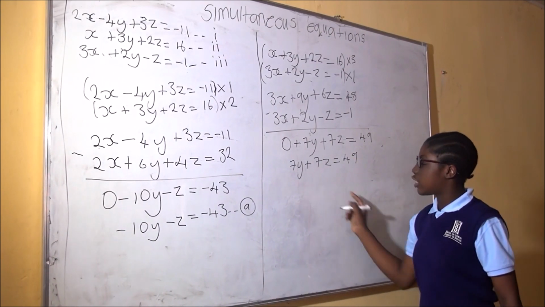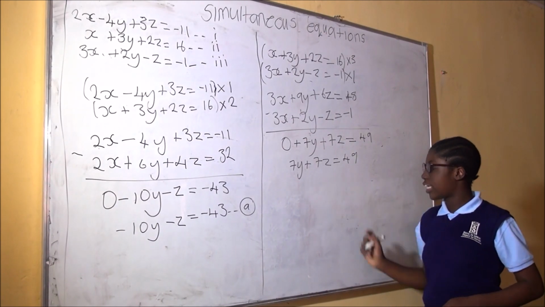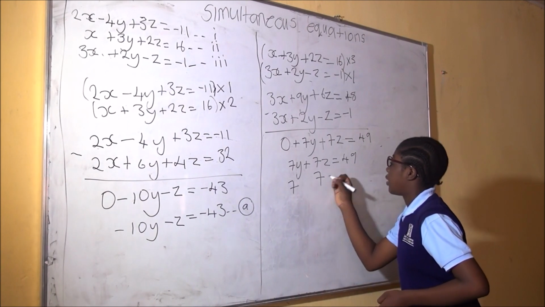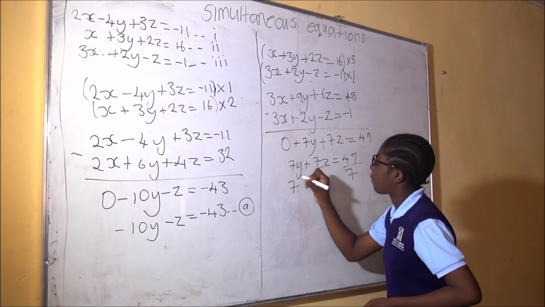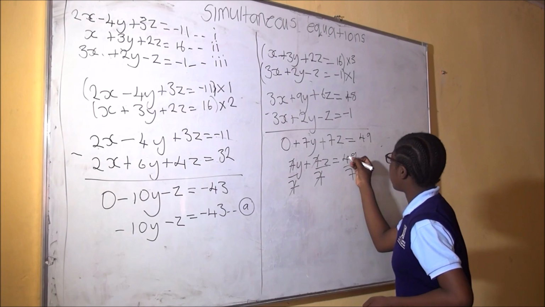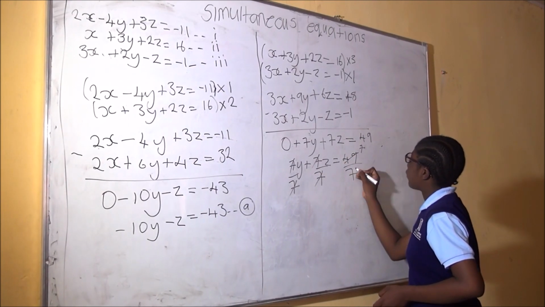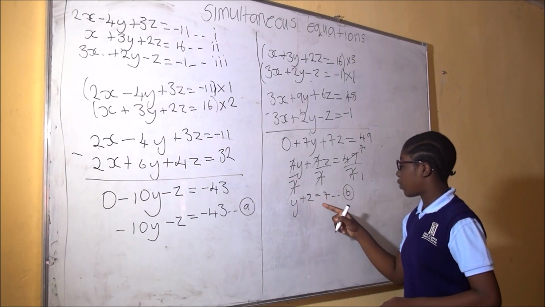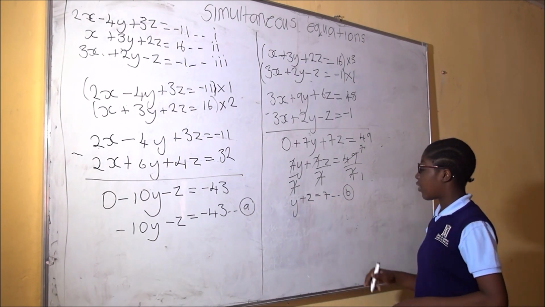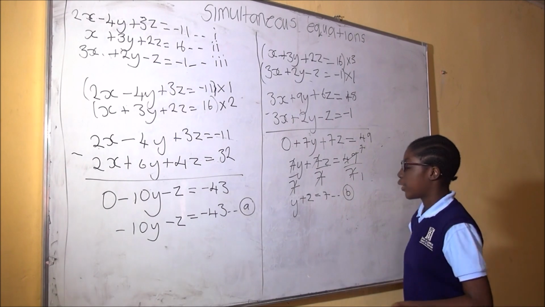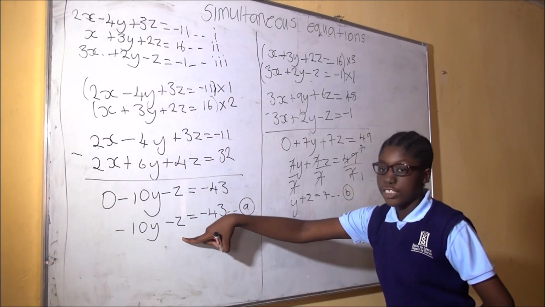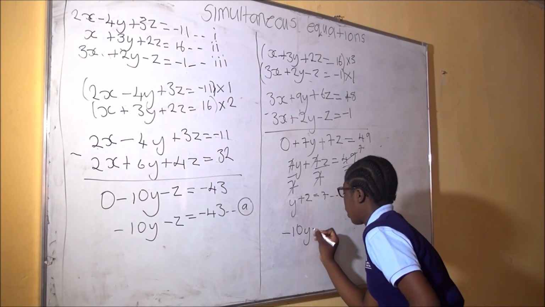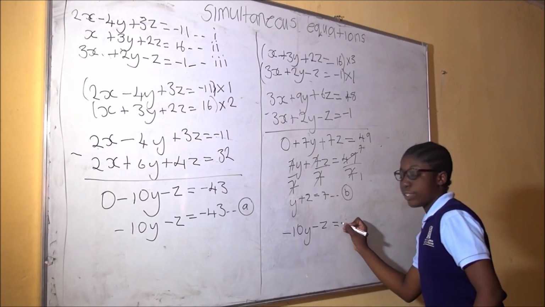So we can reduce this equation by dividing all sides by 7. 7 divided by 7, 7 divided by 7. We cancel. 7 into 49, that's 7. 7 into 7 is 1. So we're going to have y plus z is equal to 7, and we're going to have that one as our second equation with two variables. So we're going to get the first equation with two variables we found. That is negative 10y minus z is equal to negative 43.